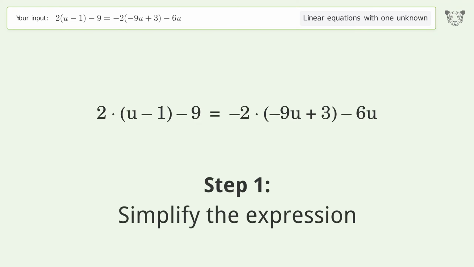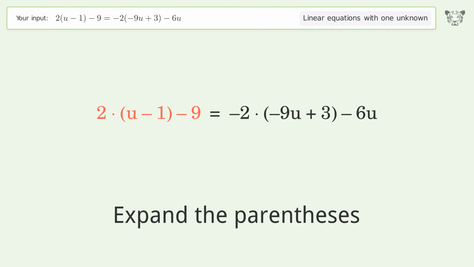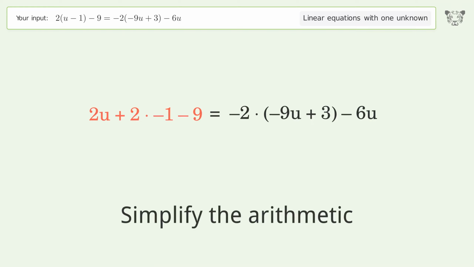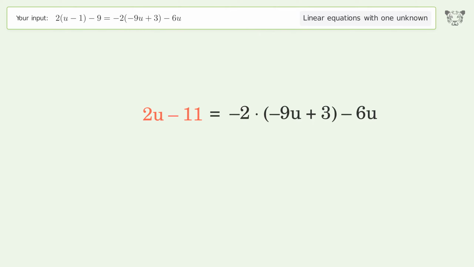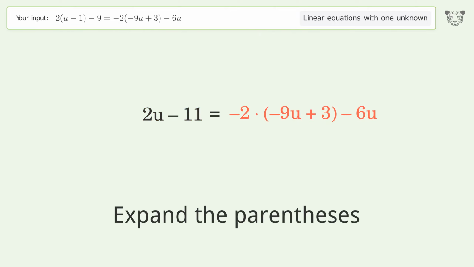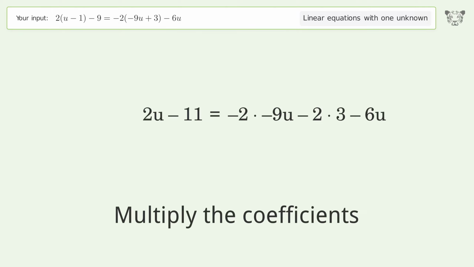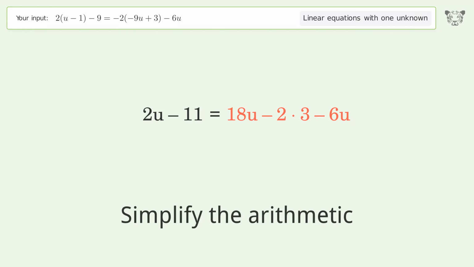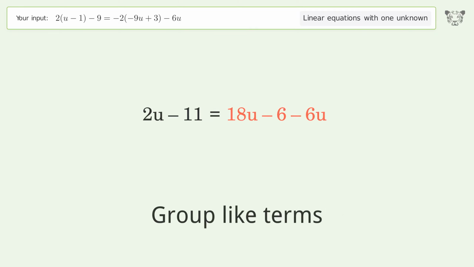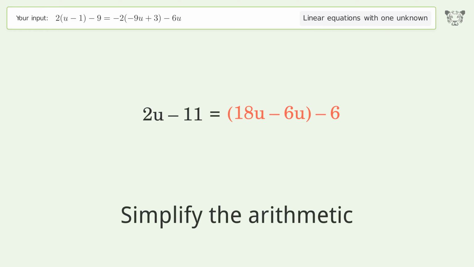Simplify the expression. Expand the parentheses. Simplify the arithmetic. Expand the parentheses. Multiply the coefficients. Simplify the arithmetic. Group like terms. Simplify the arithmetic.